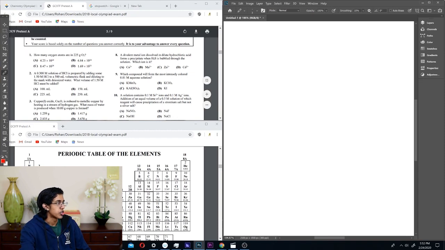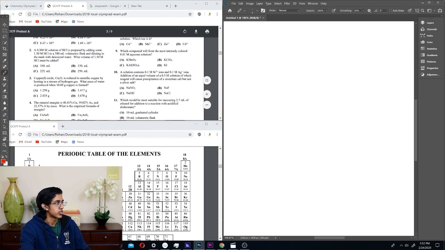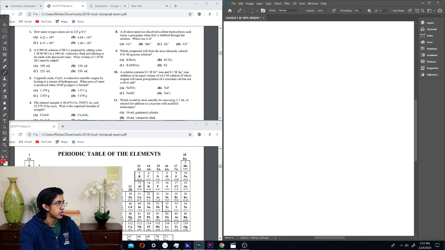Okay, 9. For this we just want to find one with a transition metal with unpaired electrons. So the only transition metal is Mn, so I'm pretty sure it's just going to be A.